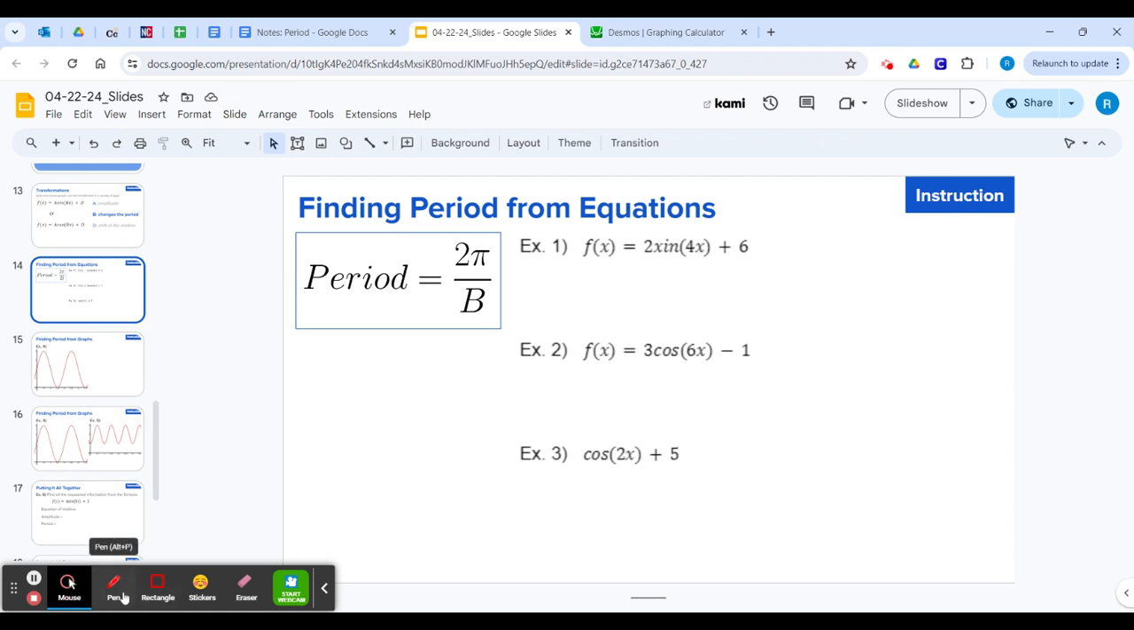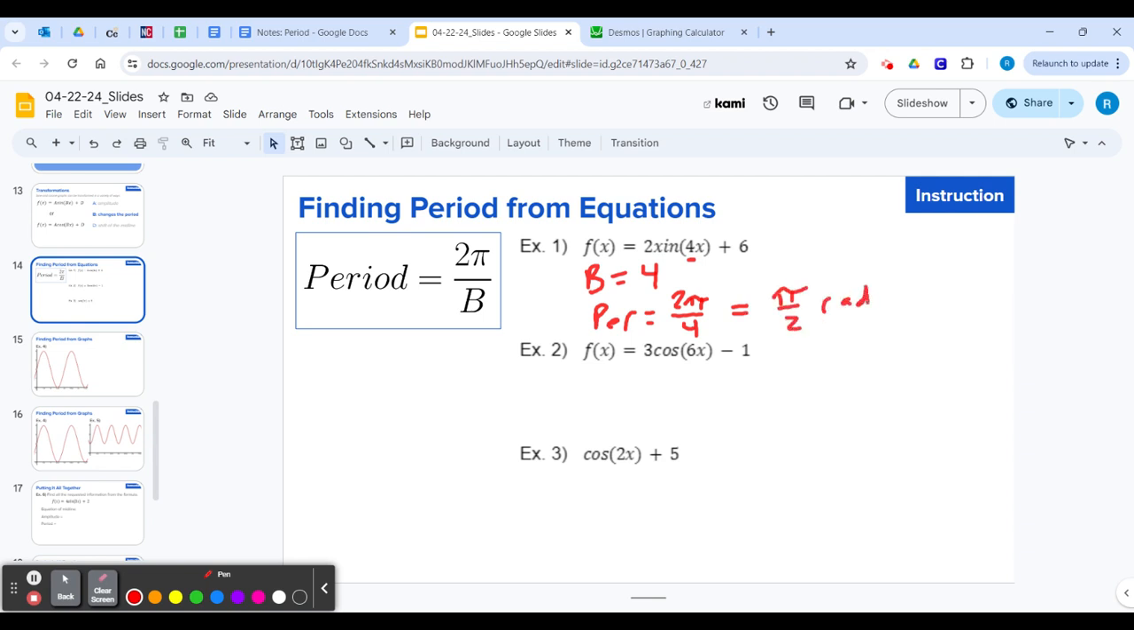So with example 1, if we're trying to find the period, we should first locate what B is. And B in this equation is 4. Based on location, B is equal to 4. So if I want to calculate that period, I'm going to abbreviate it to PER, we just take 2 pi and we divide it by 4. So I can either write this in simplest fraction form, which would just simplify down to pi over 2. And this is in radians, so pi over 2 rad.